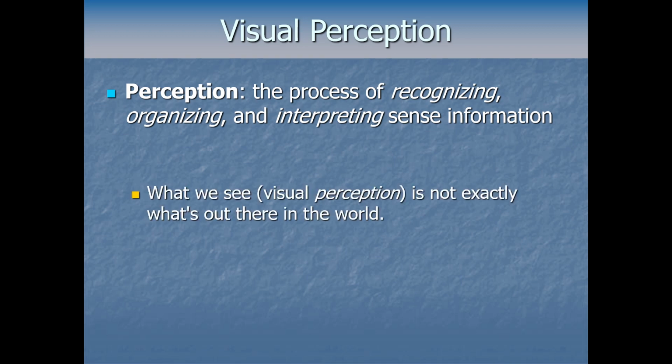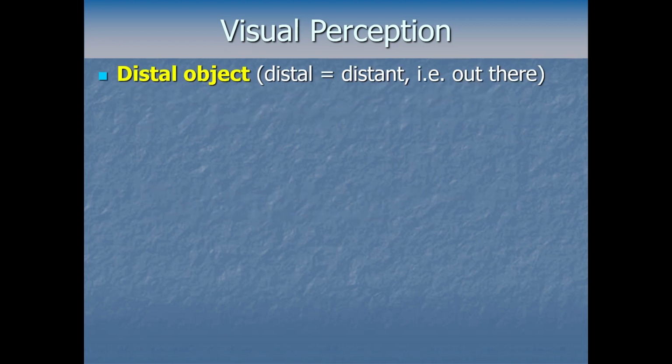Now, before we get into specific effects and theories, we need to understand something really fundamental here: we don't really directly perceive reality. At a basic level, what we see, visual perception, is not exactly what's out there in the world. Think of it this way. We can start by talking about an object out there in the world. We have a special name for this: we call it the distal object, because distal just means distant.